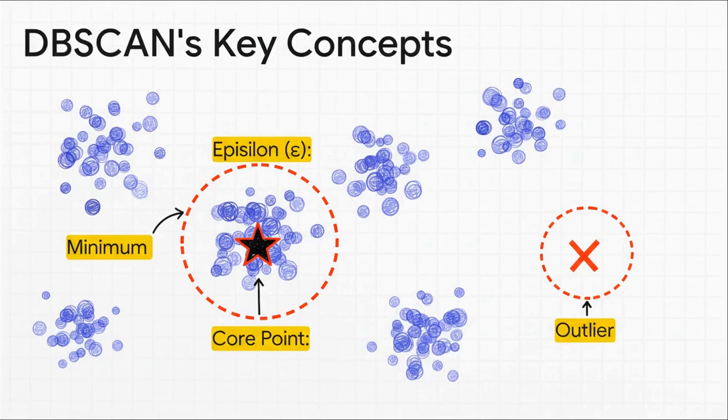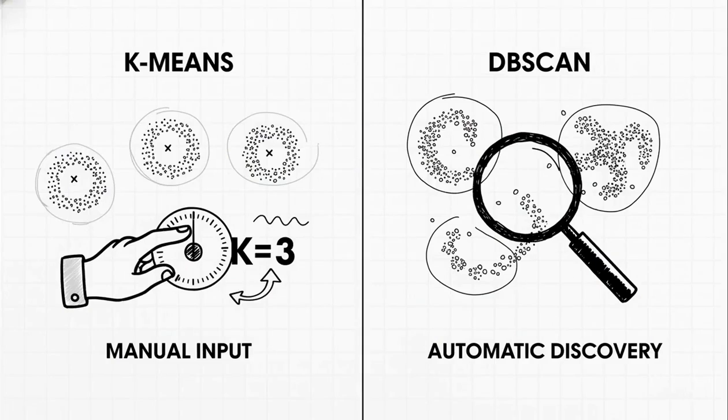First, you define a distance, called epsilon, that creates a little neighborhood around every point. Then, you set a minimum points threshold. If a point has at least that many neighbors inside its little bubble, it becomes a core point, the heart of a cluster. Any point that doesn't, and isn't near another core point, is just an outlier. Simple as that. And this is a total game changer.